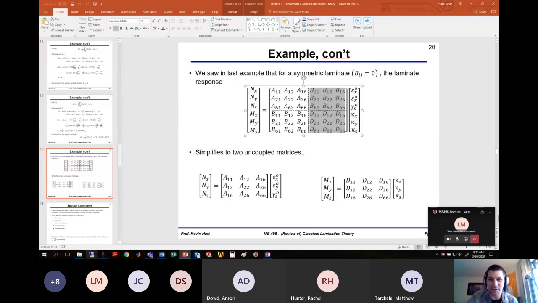And so that means that generally all the entries of the B matrix in this full 6x6 laminate stiffness matrix will be 0. And that generally means that for a symmetric laminate we can simplify by decoupling the 6x6 into two 3x3s. If you just think about general matrix math, you have N equal to A times epsilon plus B times kappa. Well, if there's no B, then N is just A times epsilon, which is this general equation here. Decoupling this matrix entirely, and M can also be decoupled in the bottom by eliminating the B matrix.